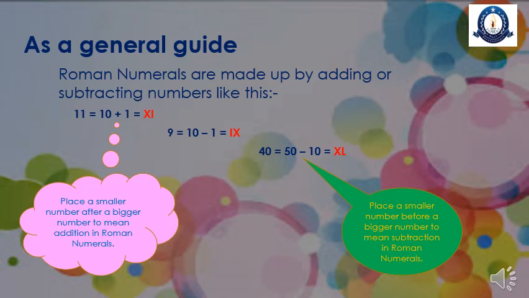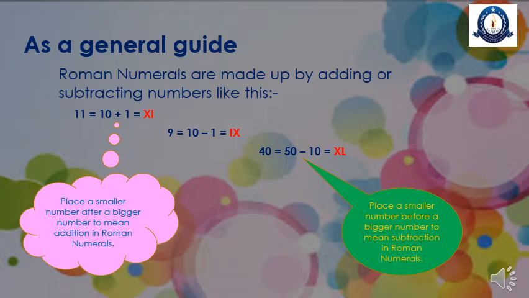Now let's see another example, 9. How will we write 9 in Roman numerals? We know 10 minus 1 will be 9, and we know the letters for 10 and 1. But for minus, the rule is different. Look at the rule: place a smaller number before a bigger number to mean subtraction in Roman numerals. So what is the smaller number here? 1, and the letter for 1 is I. And what is the greater number? 10, and the letter for 10 is X. So it will be IX.